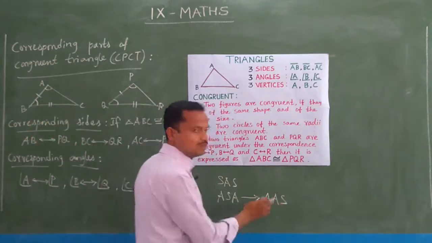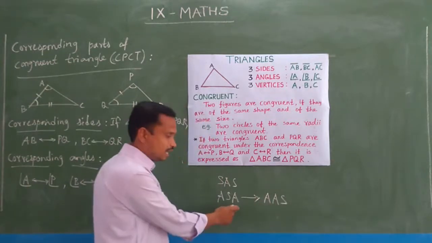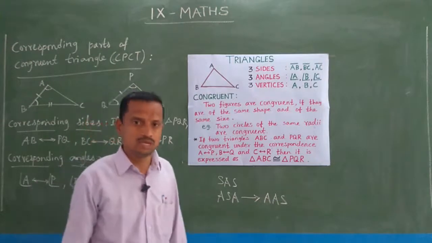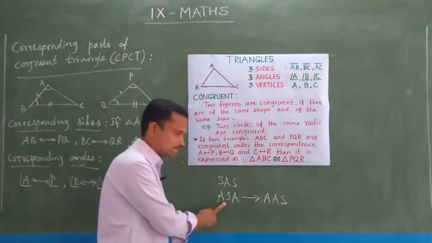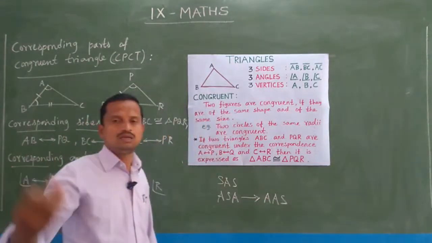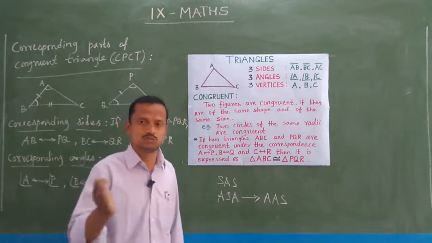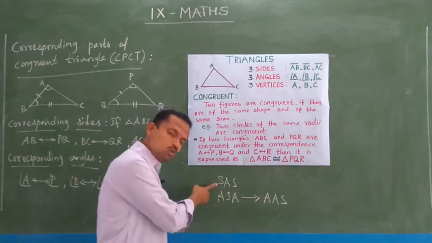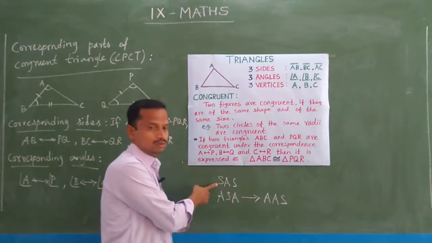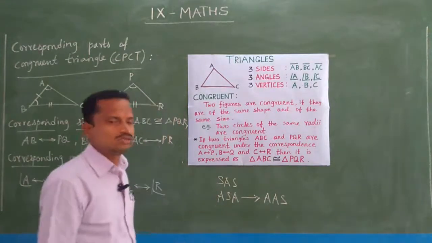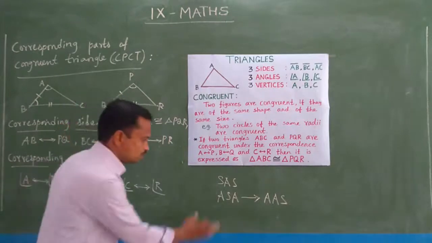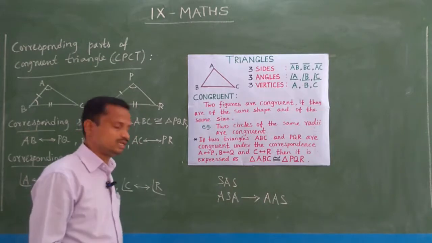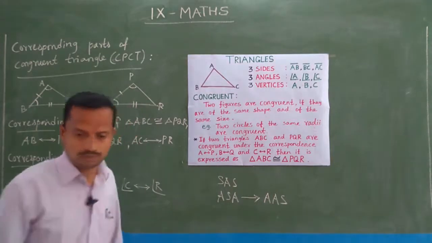AAS is also applicable. You can write this ASA as AAS, any two angles and one side, corresponding parts. But SAS is applicable only one way. So we will see this in the first exercise. First of all, we will see the rule and definition, how we are saying that, and then we move to the exercise.